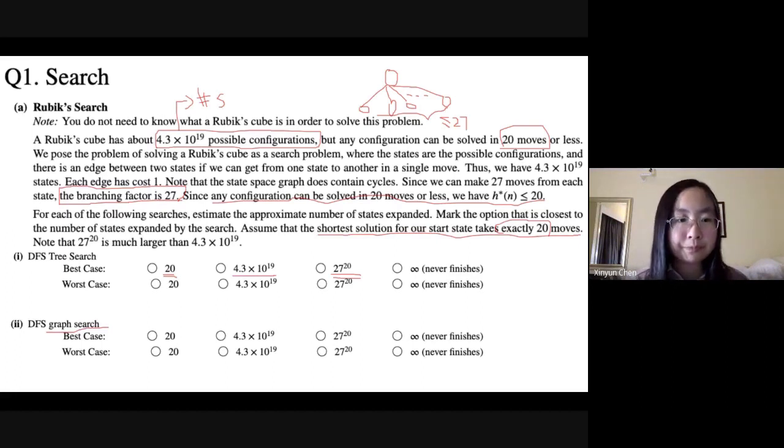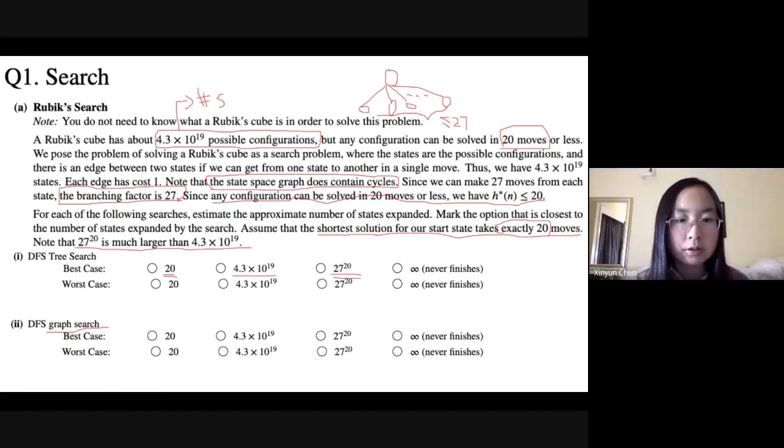But from a note in the problem statement, this number is much larger than the number of possible states, because, as noted in the first paragraph, the state space graph does contain cycles. Therefore, if we don't mark all the states the search has visited, the search could go into an infinite loop. This is why 27 to the power of 20 is much larger than the number of states, because some nodes may be visited more than once in this search tree.